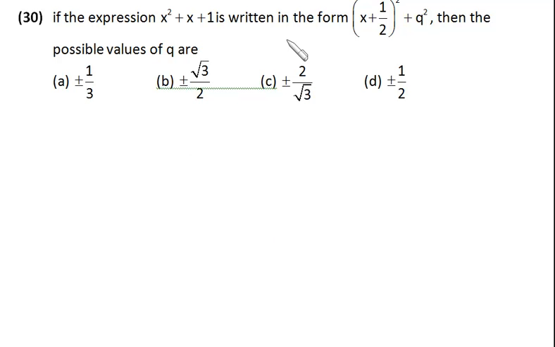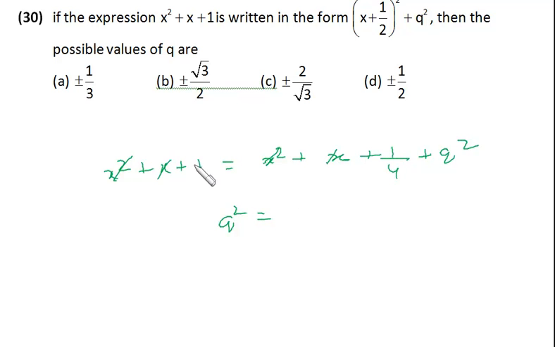If the expression is written in this form, then possible values of q are. Okay, what we can do is we just expand this. X square plus x plus 1 is equal to x square plus 2 into x into 1 upon 2, so that is precisely x plus 1 upon 4 plus q square. So x square is cancelled, x and x is cancelled, so q square is equal to 1 minus 1 by 4, that is 3 by 4, so q must be plus minus root 3 by 2. Pretty simple.